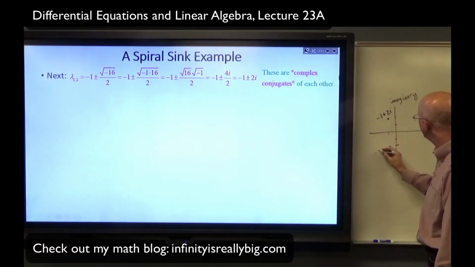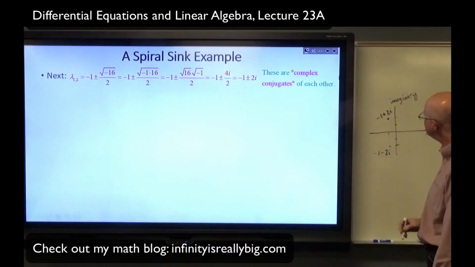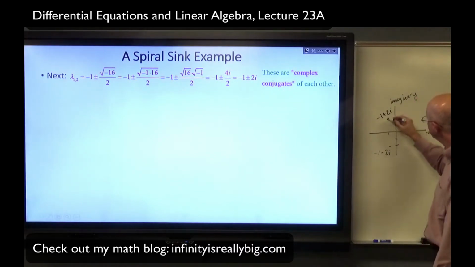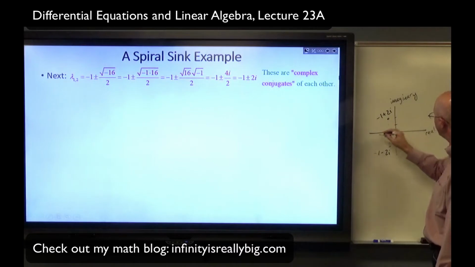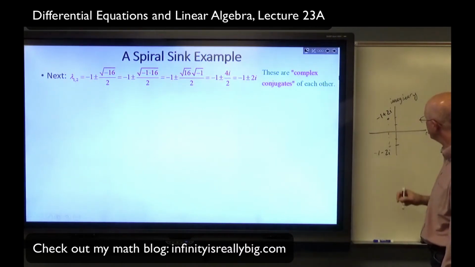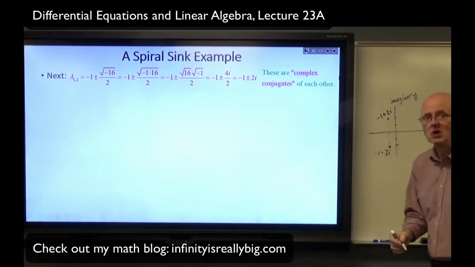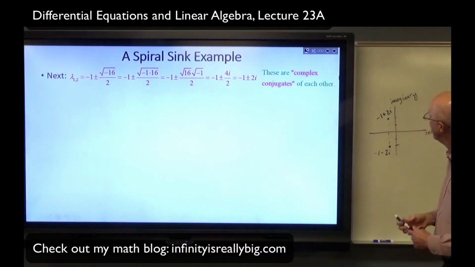This is negative 1 minus 2i. And these complex conjugates are symmetric across the real axis. They are equidistant from the real axis and on the same vertical line. And that will always happen.